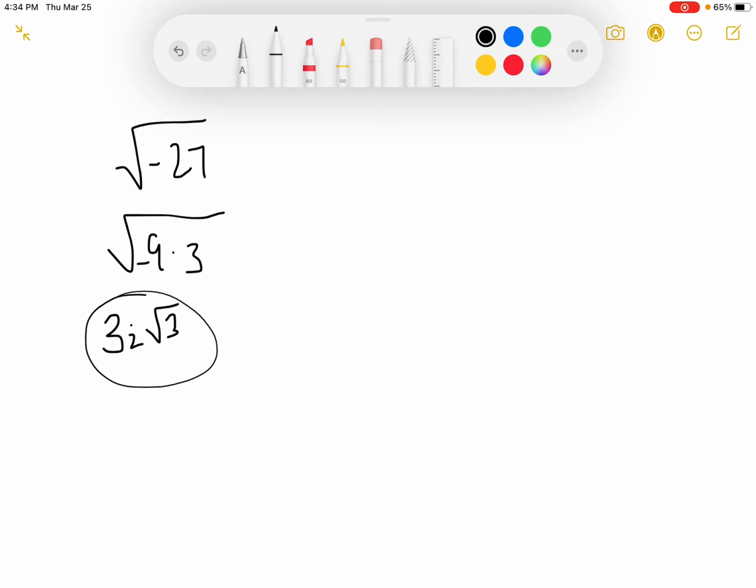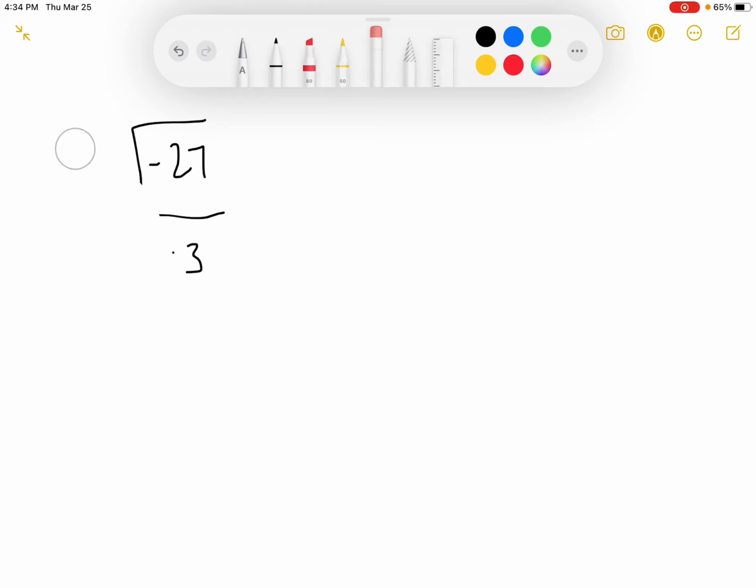So that's it for this lesson on complex number systems. That was lesson 7 of 17. So see the next lessons on quadratics.